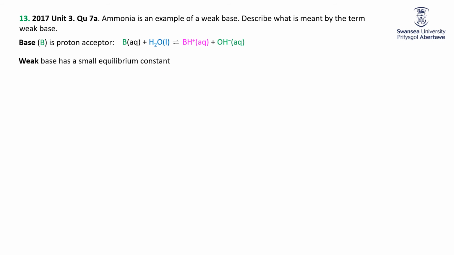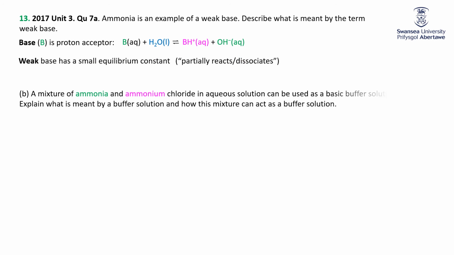And simply a weak base is one that has a small equilibrium constant for this reaction. You can describe that as partially reacting or dissociating, because a strong base, of course, goes all the way. A weak base sets up an equilibrium because it has a smaller equilibrium constant for this reaction. Now talk about buffer solution, ammonium chloride. Explain what's meant by a buffer solution, show how it can act as a buffer solution.